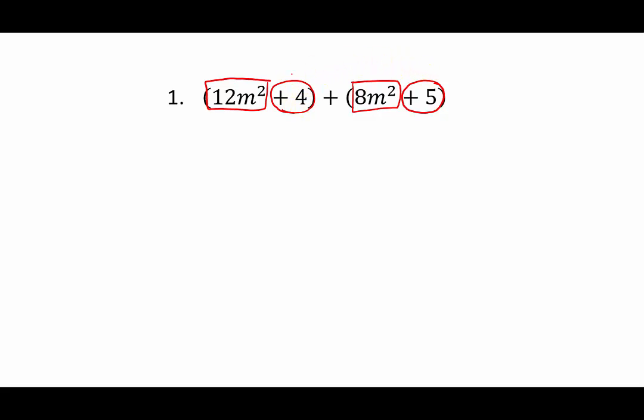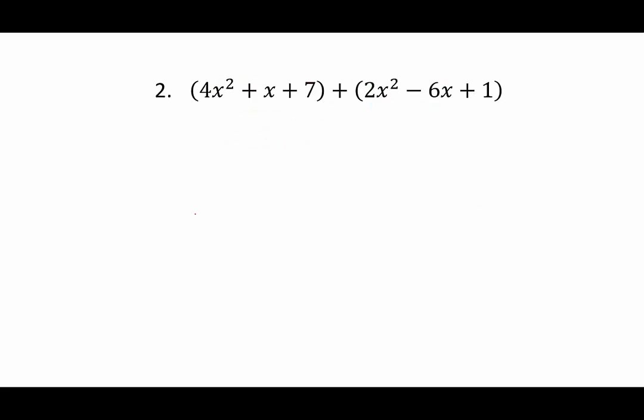Now you're just going to add your coefficients. So for this first example, I have 12m squared plus 8m squared. Add the coefficients, 12 plus 8, that gives me 20, and then still keep the m squared, don't change it. And then do the next term. So now I have my circles or my constants, right? So 4 plus 5. So that becomes plus 9. And that's how you add polynomials together. Let's go to the next example.